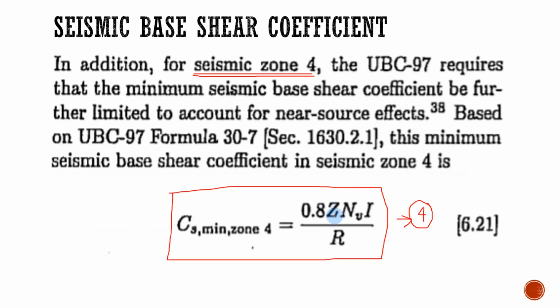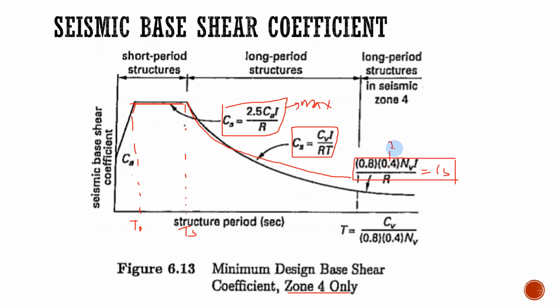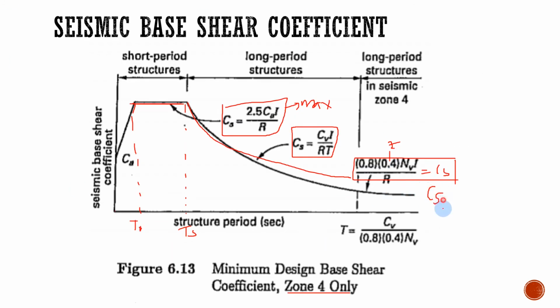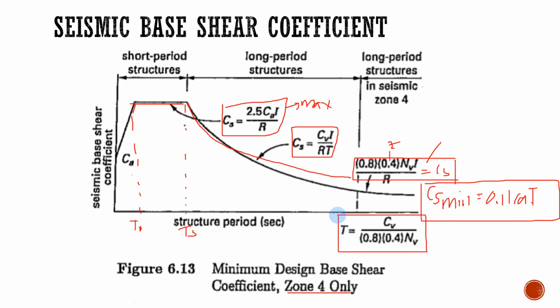We put in 0.8 Z, where Z is 0.4 for seismic zone 4, times NAI over R. Then do not forget the CS minimum, the 0.11 CaI, as our fourth formula. Where you start CS on the graph, these are used for seismic zone 4 if your time is within this range. So that will be our response spectrum for seismic zone 4.